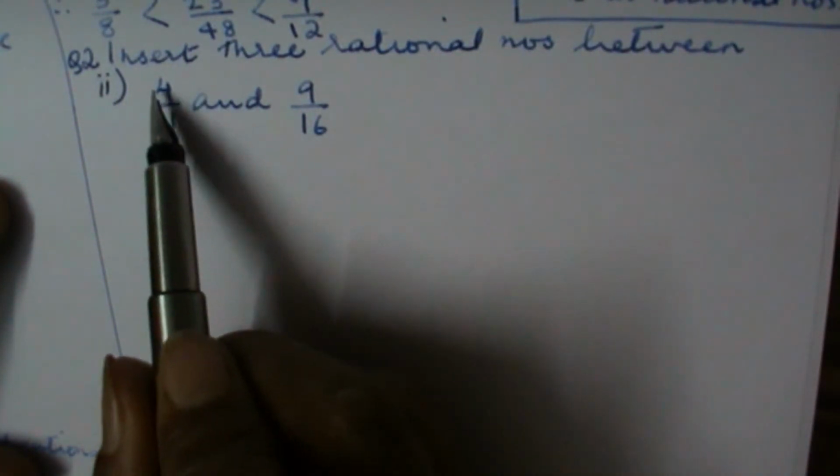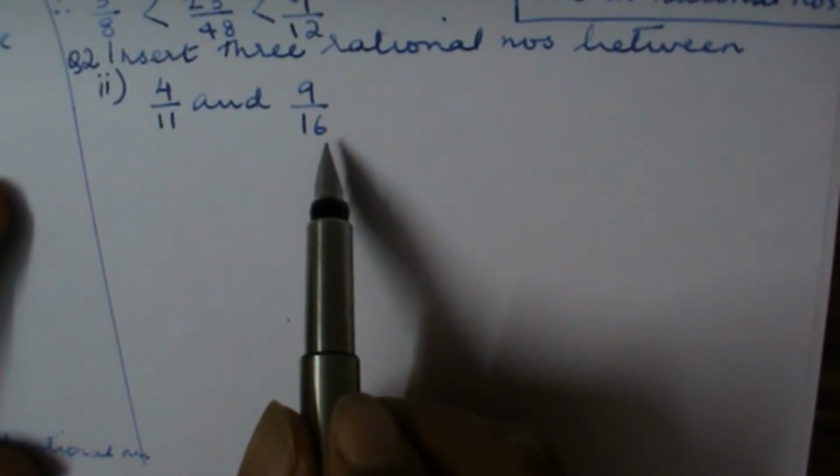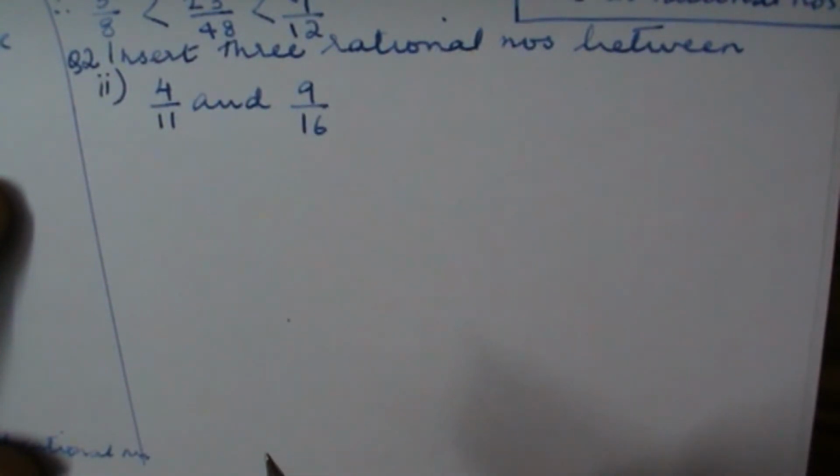Now we come to the second question and the second subpart. Now I'm sure that all of you have understood how this is to be done. So first of all, we will do this mentally, decide which one is greater. So 4 into 16 will give you 64 and 11 into 9 will give me 99. So I'll have 64 is less, so I will say 4 upon 11 is less than 9 upon 16, because 64 was less than 99.